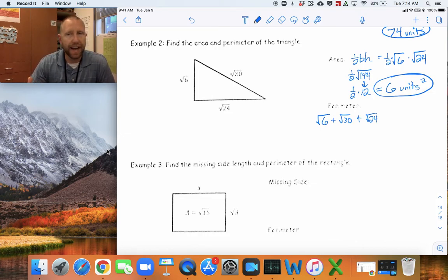Now for the perimeter, I've got to add these together, right? So the first thing I need to do is see if I can simplify any of them, right? So I look to see, can I simplify radical 6?